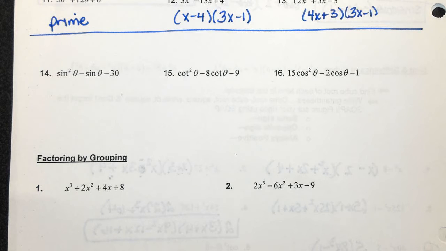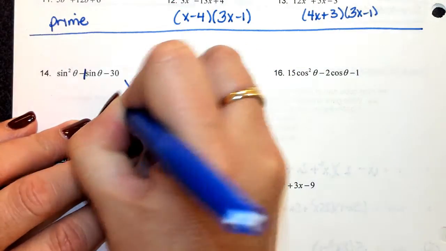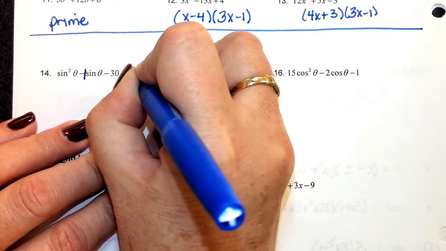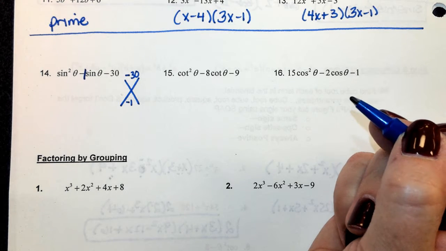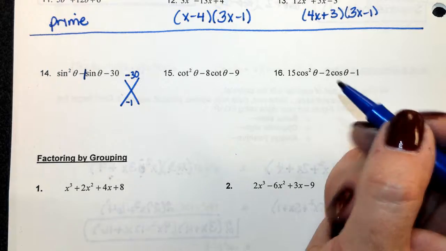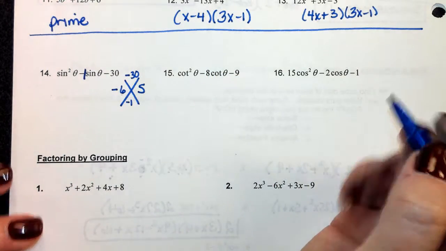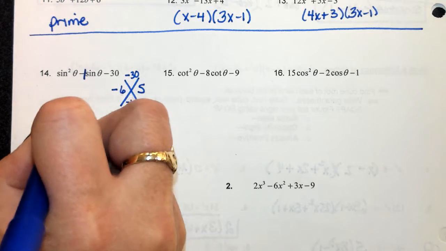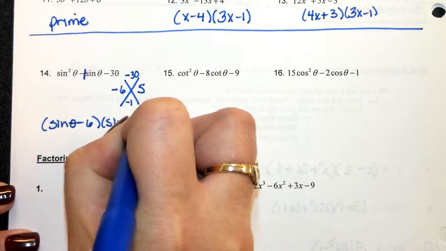By the way, what is the coefficient in front of sine theta right here? The coefficient is a what? Negative 1. It's a 1. So what you're doing, remember, is you're looking for factors of negative 30 that when added together give you negative 1. So what numbers multiplied together give you negative 30, but when you add them together give you negative 1? It's going to have to be a 5 and a negative 6. So the way I can factor this would be sine theta minus 6, sine theta plus 5.